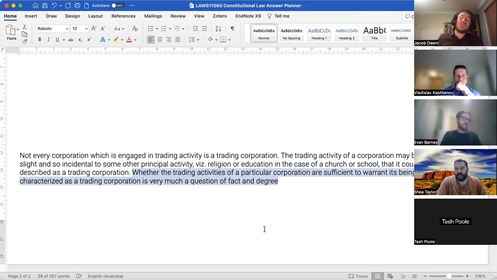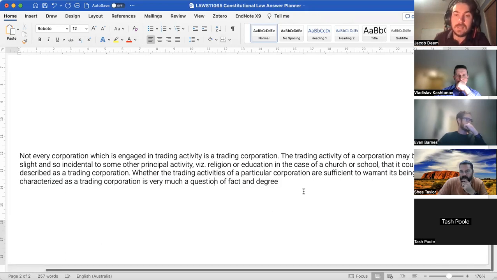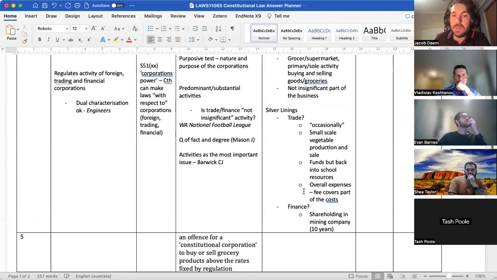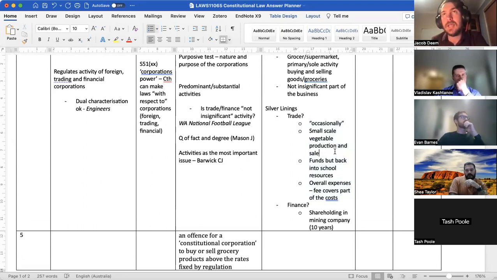Well, that's part of what our discussion here has been, and in particular this idea that this is a question of fact and degree. It's going to depend on the particular facts and circumstances of each case or each hypothetical scenario in front of us. Where the discussion has gone is that in terms of the trade, the vegetable production, the stronger argument is that because it's only occasional and small in scale, you could make a pretty compelling argument that it's not a significant activity for the school.